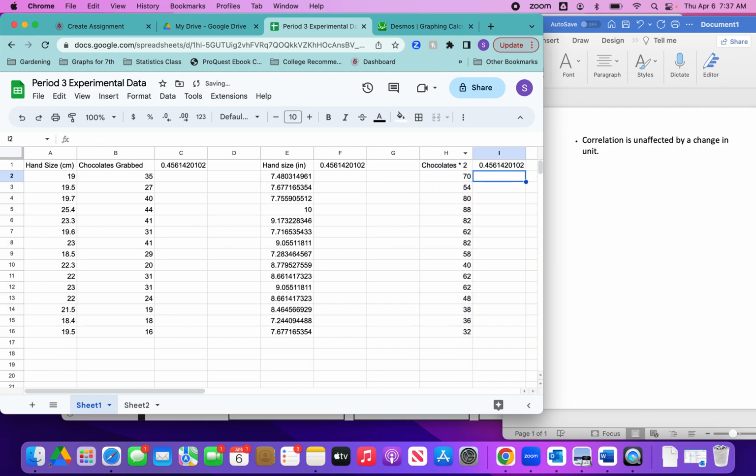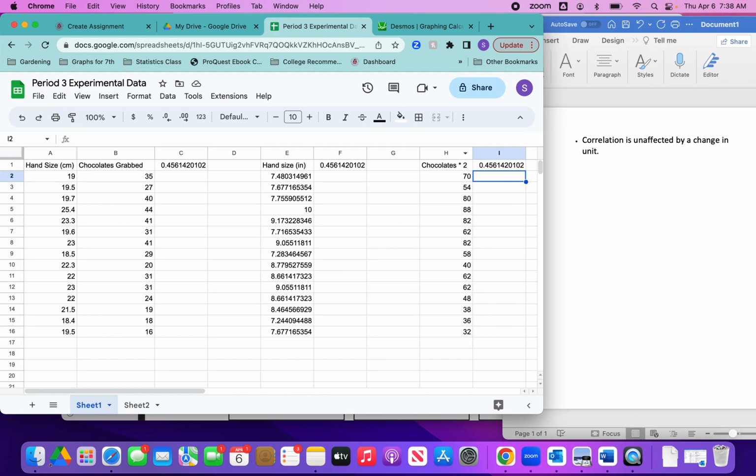I hope this makes sense, right? We get the exact same correlation because it's the strength of the linear relationship. It's like, how are these two things related? It doesn't matter what the slope is. It matters how much the dots in the scatter plot are in a line. And that's not going to change if you change the unit. Luckily you guys are all seniors. I think that's probably pretty intuitive if you take a step back and think about it.